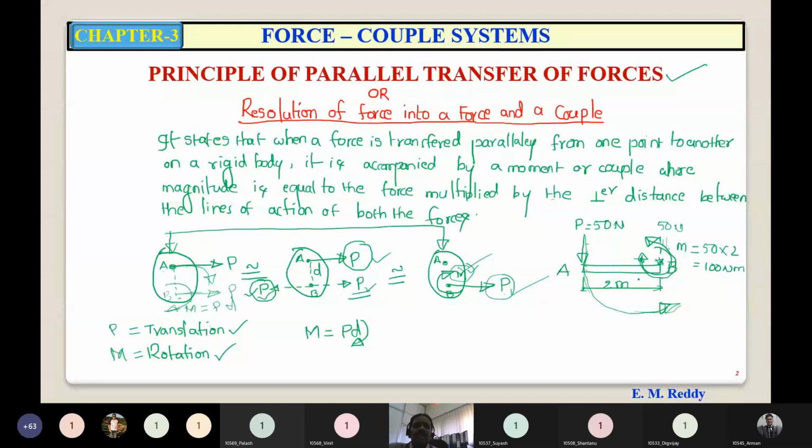So you can understand it better while solving numerical examples. So in force couple systems, we are going to solve three types of examples. One is finding the moment of a force about a particular point, which is very, very important for force couple systems. And second one is, if a force is given at a particular point, we are replacing that force with an equivalent force couple system. That means we are resolving that force into a force and couple. That's what we have studied now. And the third part is reverse. When a force and a couple are combined, resultant will be a force.